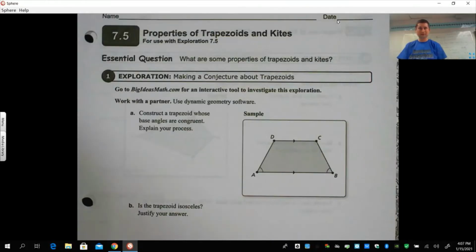Hello, Geometry. This is Chapter 7, Lesson 5. This is the final lesson in Chapter 7. So after this, we'll start reviewing and getting ready for that next test. This one covers the final, what they refer to as special quadrilaterals, and the two that we're going to cover are trapezoids and kites. So let's go fly a kite.